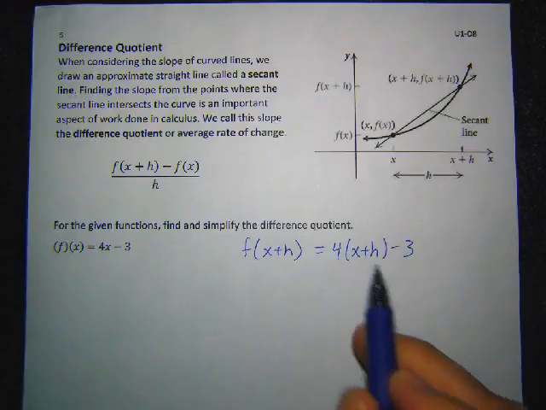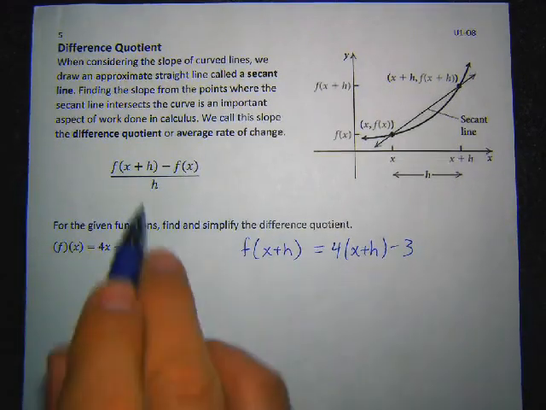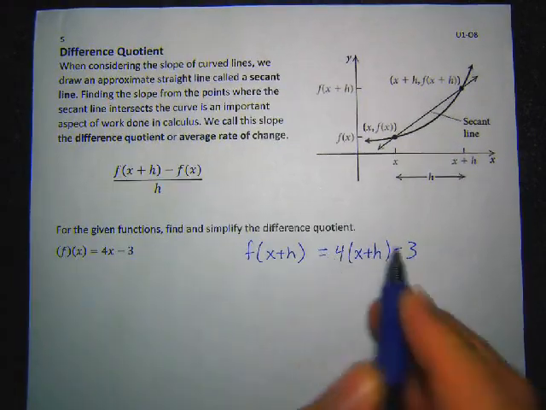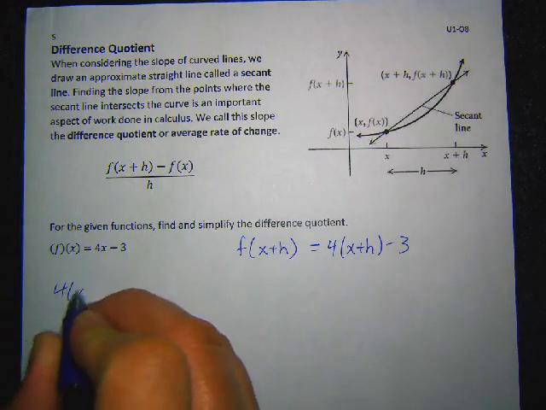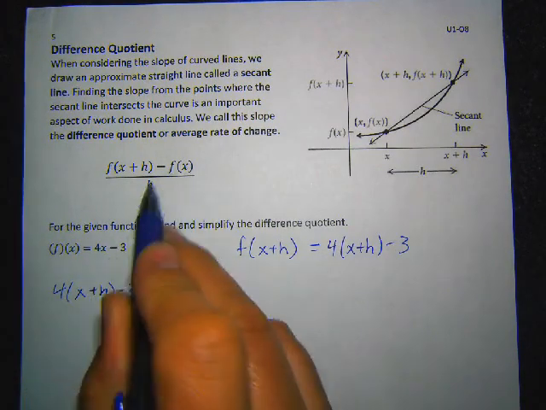Okay, so now that we got both of those, we got f of x, we got f of x plus h, and we have h, we can put this difference quotient together. So if f of x plus h is this thing, we get 4 times x plus h minus 3. F of x is this thing, so I'm going to subtract that.